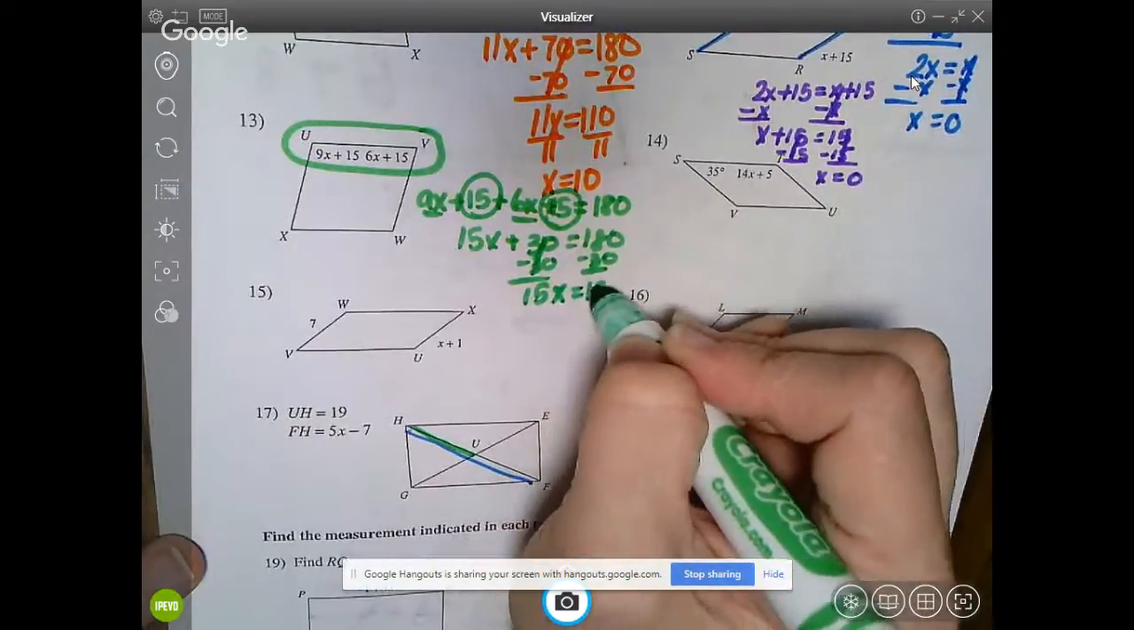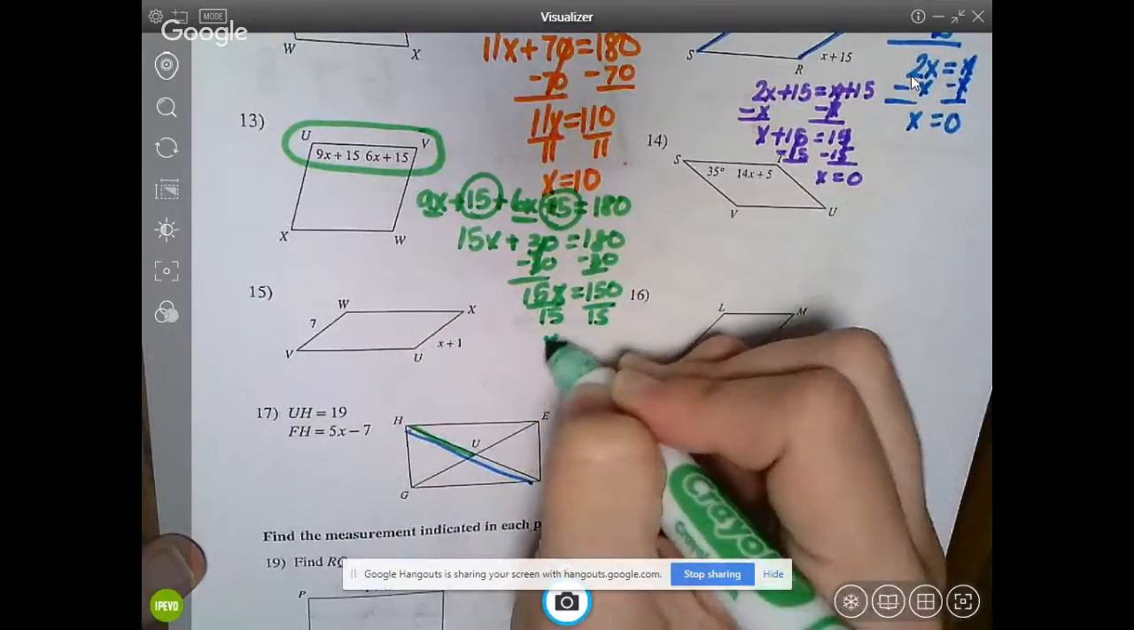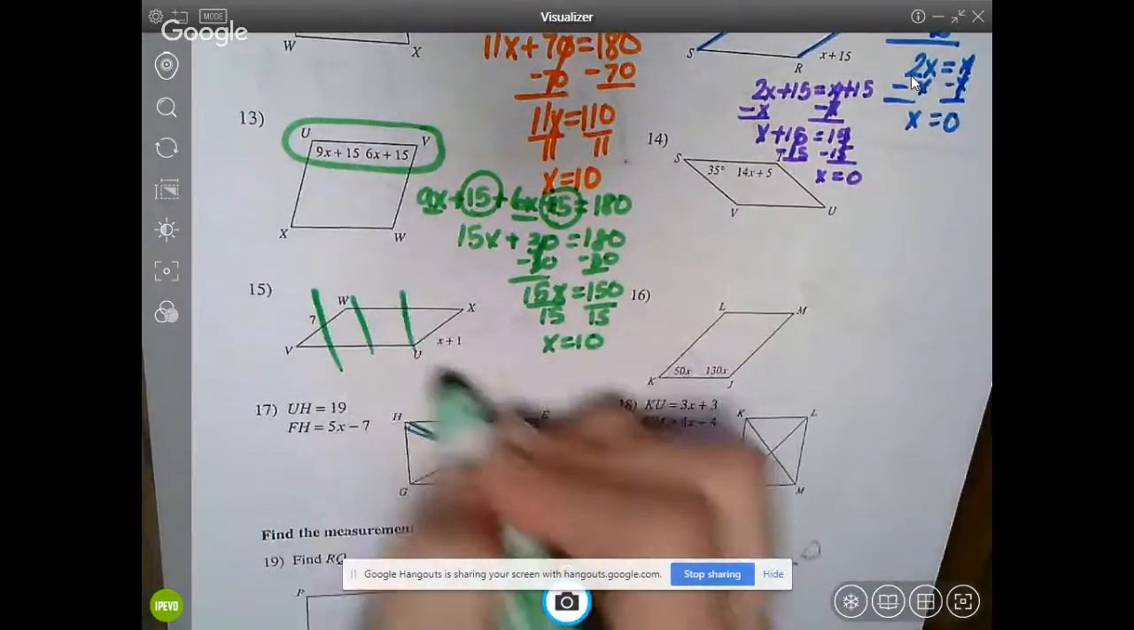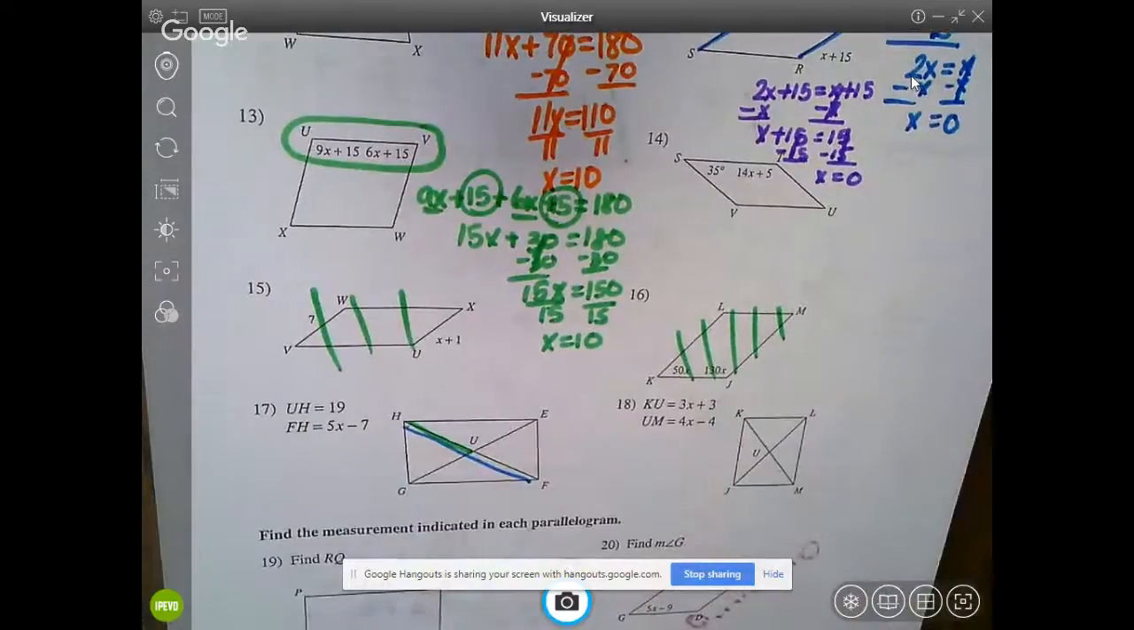15x equals 150. Divide by 15. X equals 10. And you know what? In the last class, we didn't do 15 or 16 because it was too easy. So we'll cross those out. All right, 14. Let's do 14 and then we'll jump down to 17.